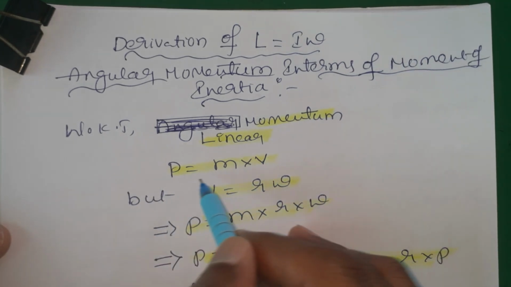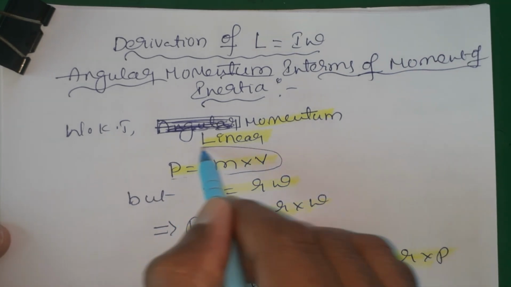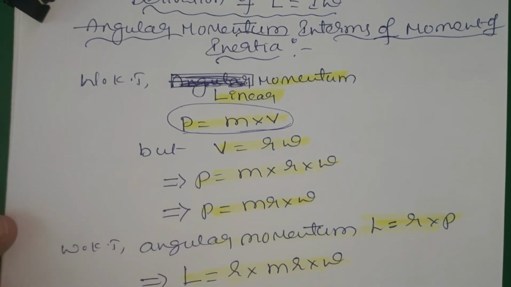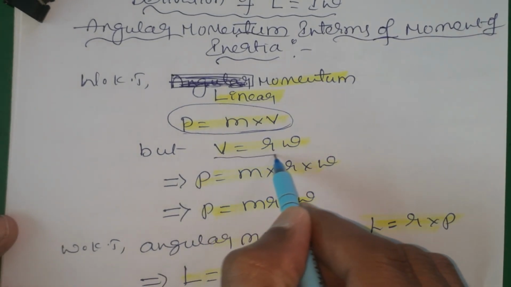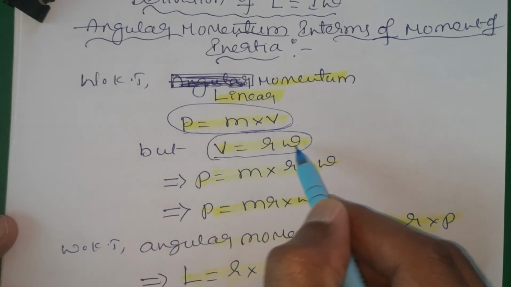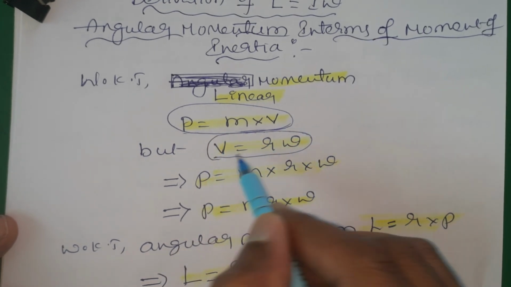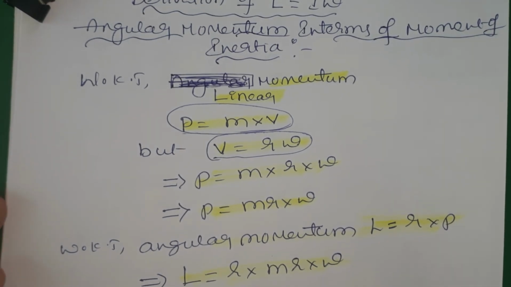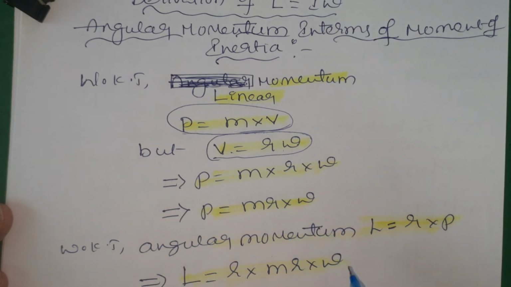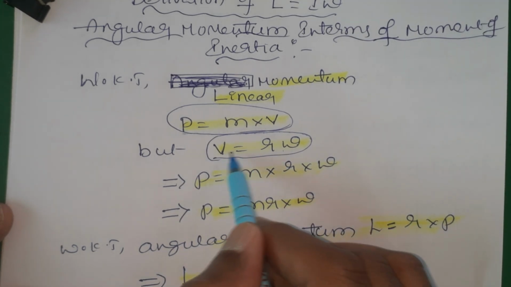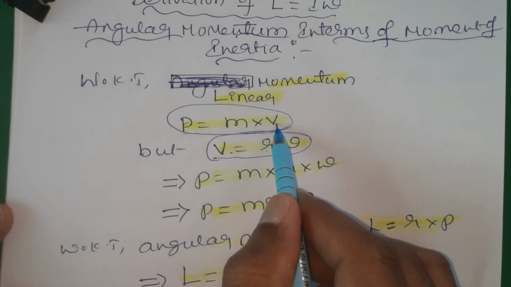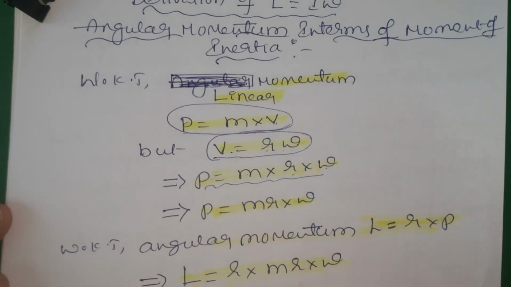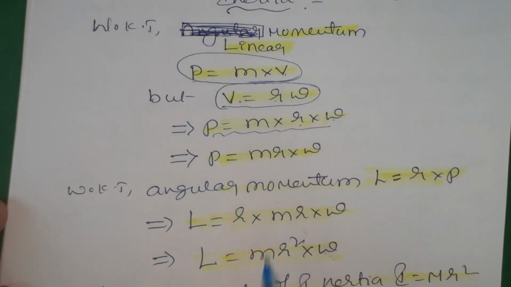We know that linear momentum is the product of mass and velocity. So P is equal to M into V అనేది తెలుసు, product of mass and velocity of the body. And also we know the relation between linear velocity V and angular velocity omega: V is equal to R omega. So this was also derived clearly. Important question for 4 marks: derivation of V is equal to R omega. So then substitute the formula of V in this equation. Then P is equal to M, V means R omega, so MR into omega.